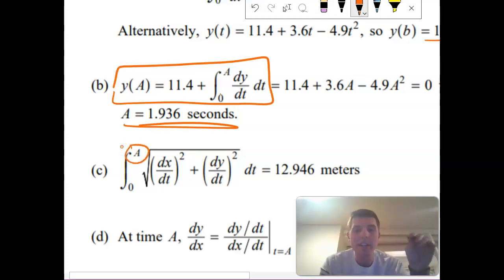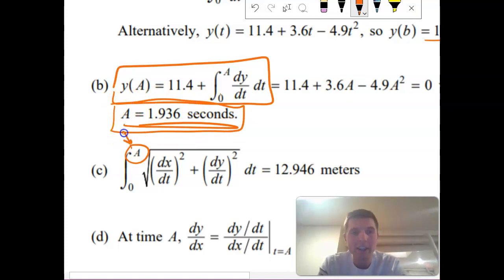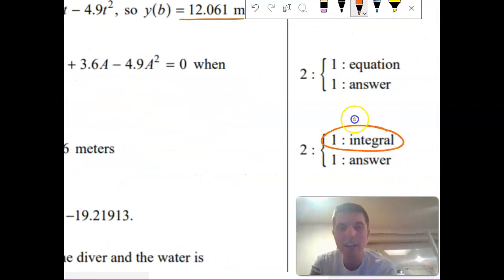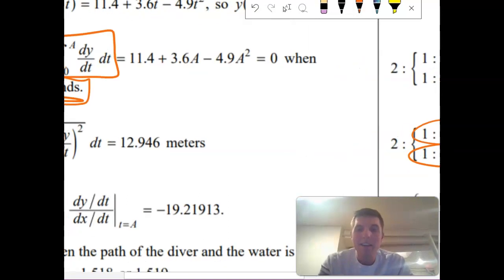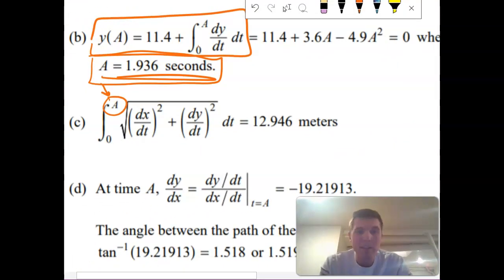Because if you use an incorrect answer for part C, they won't penalize you twice on the AP test. They'll penalize you on part B for not having the correct answer, but if you use the incorrect answer here for part C, that's okay. You can still get the right answer as long as you've set up the integral correctly and as long as your answer is consistent. Keep that in mind, because you can game these points as much as you want. So 12.946, that's just 1 point for the integral, 1 point for the answer. Integrate that distance formula.